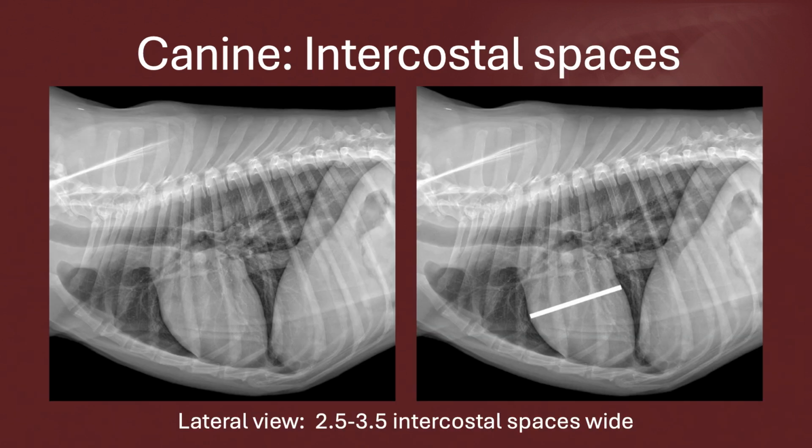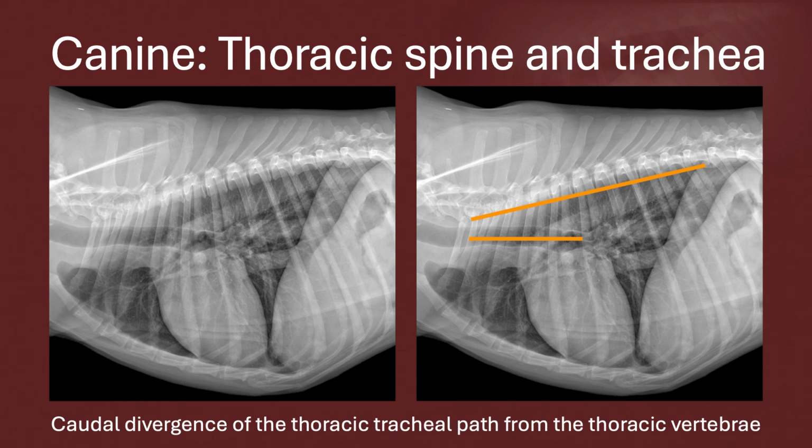On the lateral view, a normal canine heart typically spans 2.5 to 3.5 intercostal spaces in width, as delineated by the white line on the right image. Also, on the lateral view, assess the relationship between the thoracic trachea and spine. In most dogs, there should be divergence of the thoracic trachea and spine in the caudal thorax, as noted by the orange lines in the right image. Parallel alignment oftentimes indicates a vertically enlarged or tall heart, which may be caused by either left or right-sided cardiomegaly.